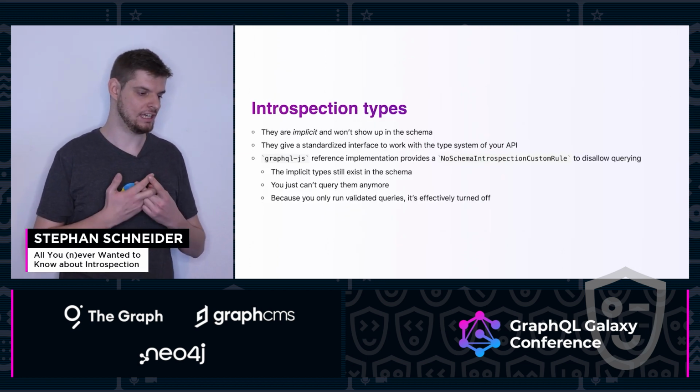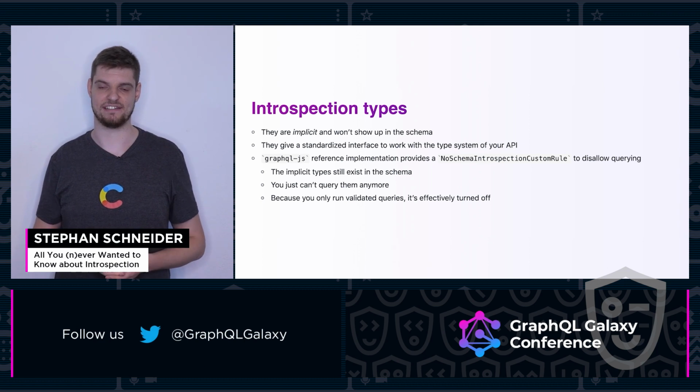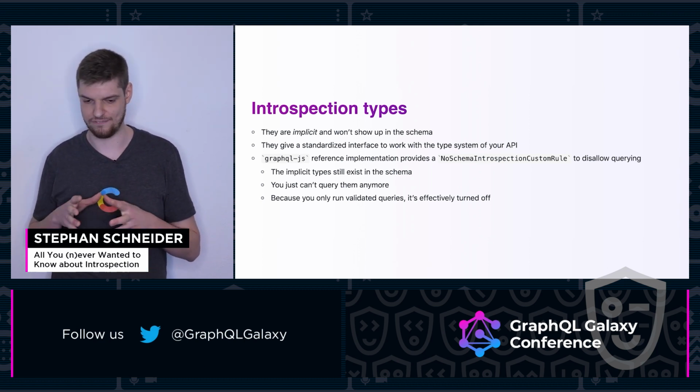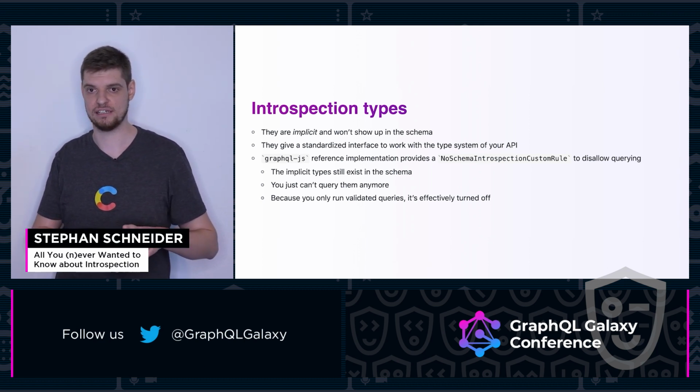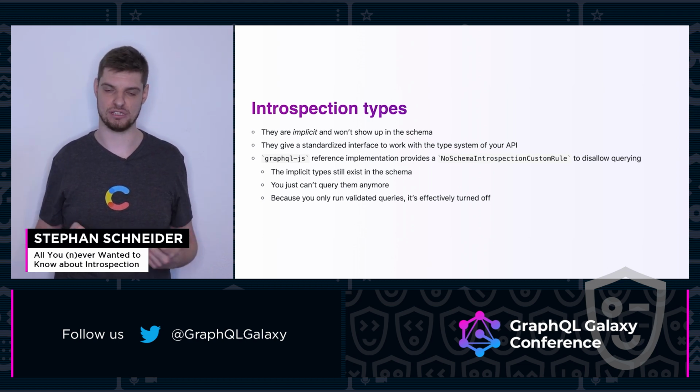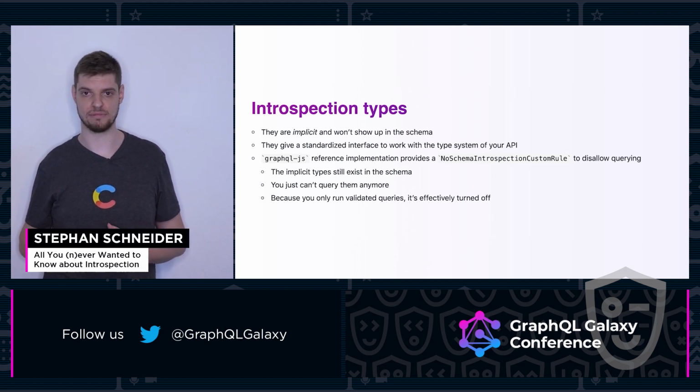So those introspection types, what does it mean that they're implicit? It means you don't have to write them. They will be there, and there's no way for you to forget about implementing them or implement them differently.